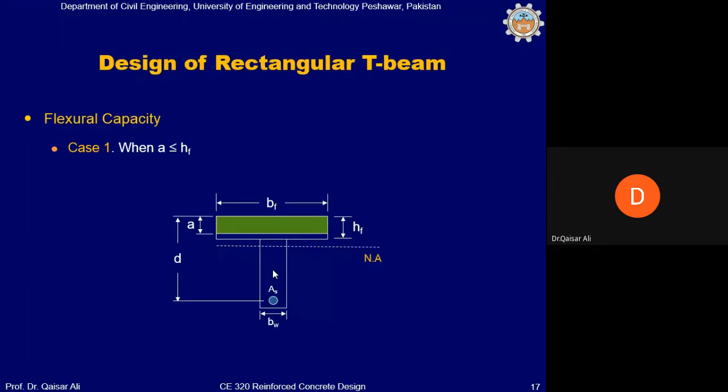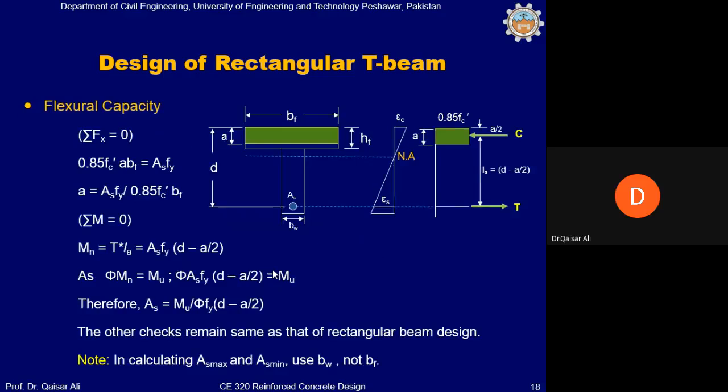Now look at case 1. When A, the compression block depth, is less than the slab thickness, what are the equations and how are they modified? You know from the previous several lectures that there will be two equations. Summation of Fx is equal to 0. So 0.85 C prime A BF. In the previous case, this equation was 0.85 C prime A times BW, because the beam was rectangular.